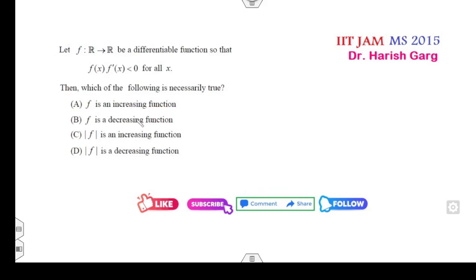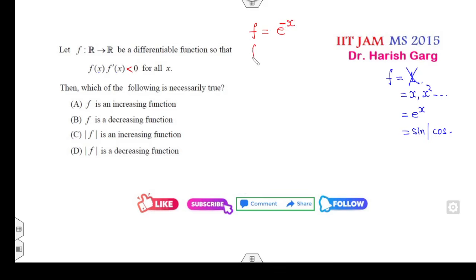f is a differentiable function such that increasing, decreasing and so on. Again, I can choose out of these five functions: e raised to power x, sine or cosine. f dash less than 0, so constant can never be chosen. f into f dash is less than 0, so I can never choose x. Which function has its derivative also the same? e to the power x. But since we need it less than 0, I can choose e to the power minus x, and the number is negative.